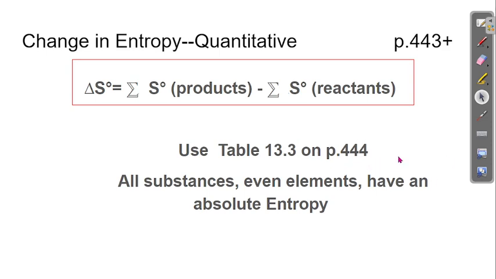We're going to use table 13.3 on page 444 in your textbook to use this equation to calculate the change of entropy at standard conditions. All substances, even elements, have absolute entropy. They exist, they have chaos in them. So the summation, again, you're adding up the entropy of the products minus the summation of the entropy at standard conditions for the reactants.